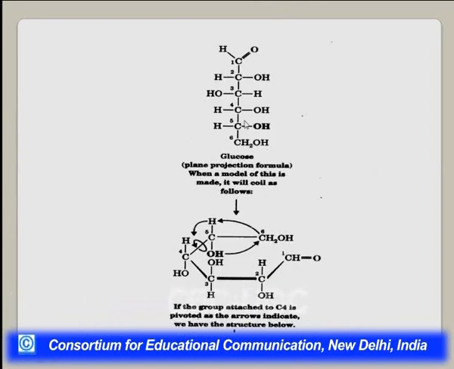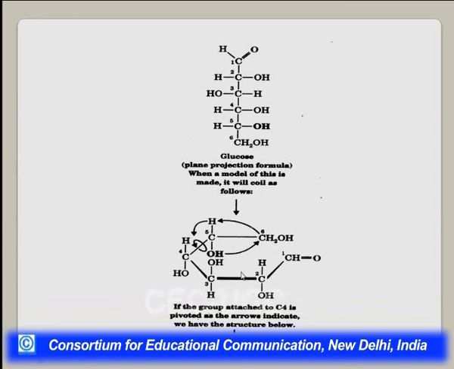This is the glucose structure. We have a nomenclature, each carbon number. This is the plane projection formula. When a model of this is made, it will coil as follows. We can coil this molecule like this. Here you can see we were designating the carbon numbers, 1, 2, 3, 4, 5, 6. This is nothing but a coiled form of this open chain structure of glucose.